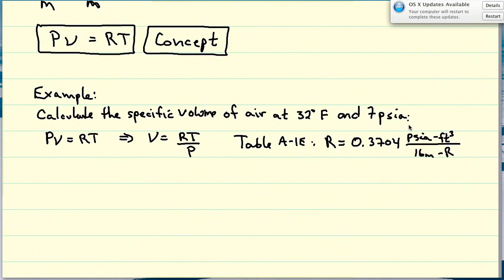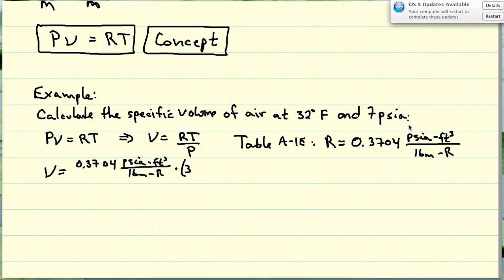So now I have all the information I need to calculate this. Specific volume is my gas constant, 0.3704 psia cubic feet per pound mass Rankine, times my temperature, 32 degrees Fahrenheit. Do I just leave it like that? No, I don't. You're right. I have to convert it to Rankine. So plus 459.67, right?